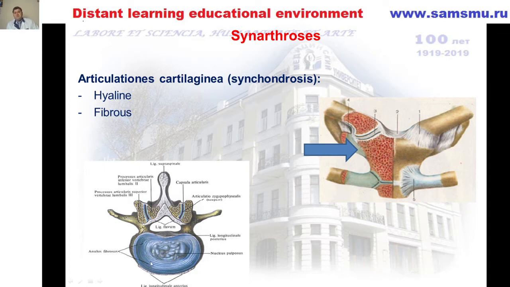This is the intervertebral disc, which contains fibrous cartilage. So we will say some words about hyaline and fibrous cartilages. Hyaline cartilage is more elastic but less durable. It occurs when the sternum is connected to the ribs, such as the first rib. An example of synchondrosis organized by fibrous cartilage is the intervertebral cartilage.